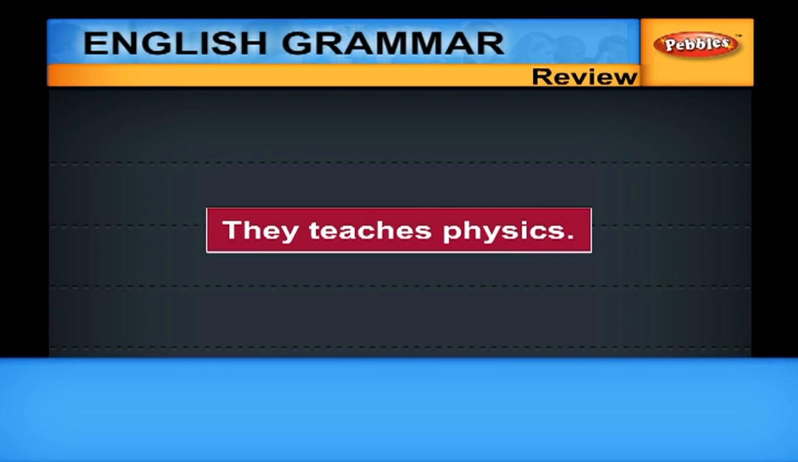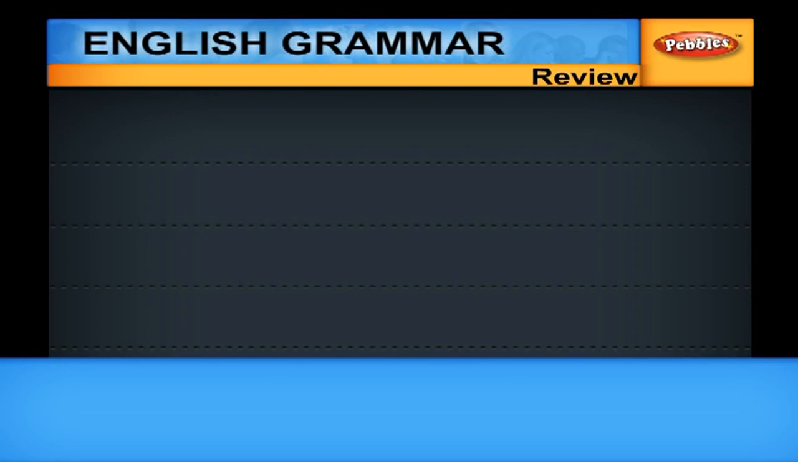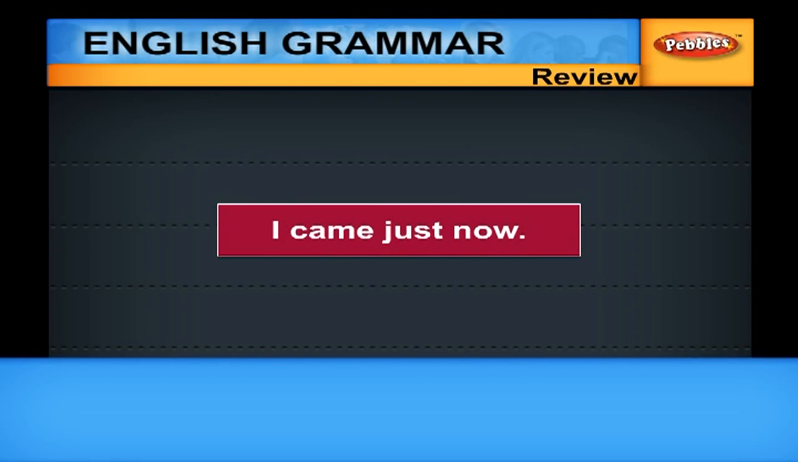They teach us physics. They is third person plural. It has to take the VO form. So we have to say they teach physics. I came just now. The sentence should be either in simple present or present perfect. If it is in simple present, it should be I came. If you use an indicator just now, then it should be in present perfect. The statement should be changed to I have come just now.